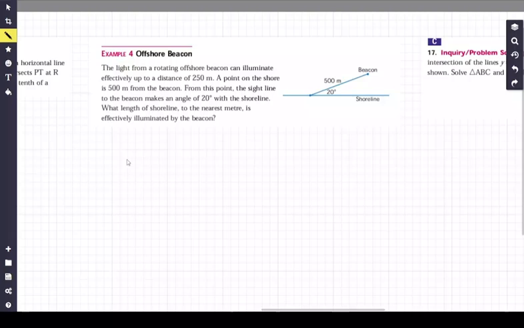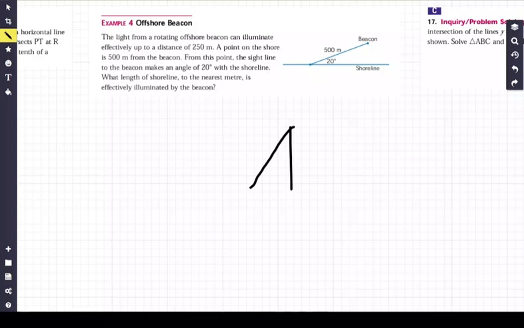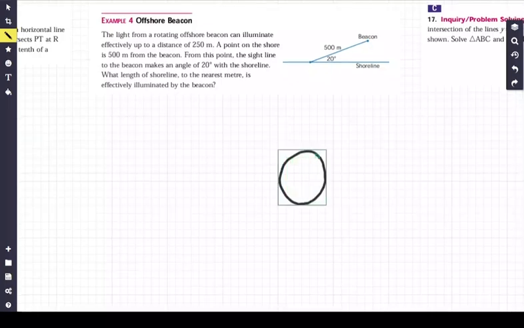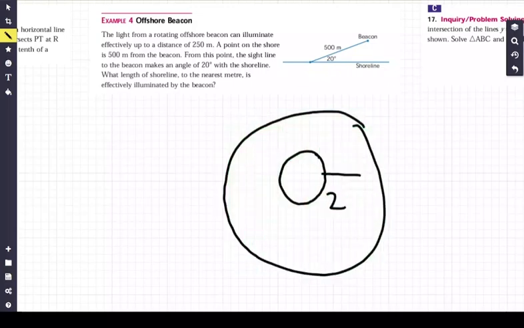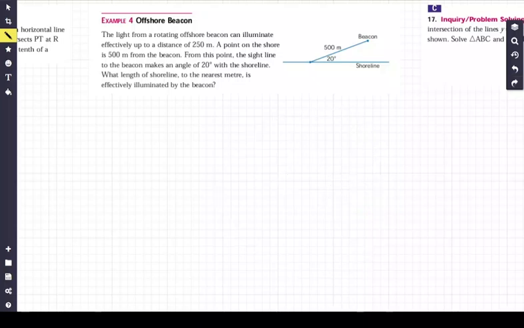So let's think. What are we trying to find here? What is going on? So we have a diagram, but we don't know what's going on. So first, let's look at this beacon. This beacon can light up 250 here, 250 here, but since we only have two sides, we can only draw that. But if we look at it from above, this is the beacon, and then it can illuminate a distance of 250. I'm sorry, that's not a good circle, but you know what I mean. So in a circle, in a triangle, it's going to look something like this.